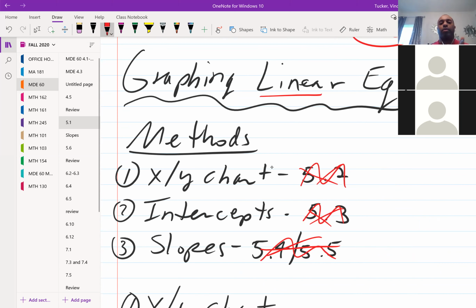So when it comes to graphing linear equations, we have 3 methods in which we'll be able to do so. We can graph by using the XY chart. We can graph by using the intercepts, and then we can graph by using the slope. So let me see which sections they have this lined up for you guys.